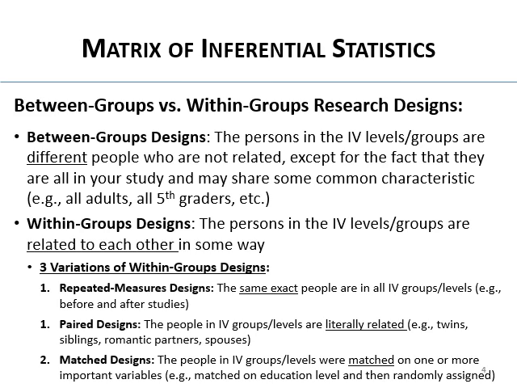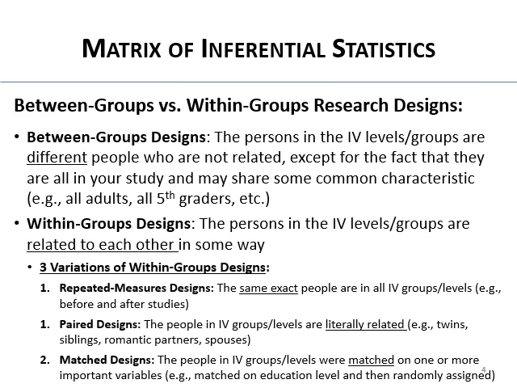So finally we get to 2, which should actually be 3. We have our matched design. So it's different people, but they're matched. So you've created that relationship artificially. The people in the IV groups or levels are matched on one or more important variables. So we're going to match people on education into pairs and assign the two top educated people, one to one group, one to the other, next two, one to one group, one to the other, etc. And we call that a matched design.